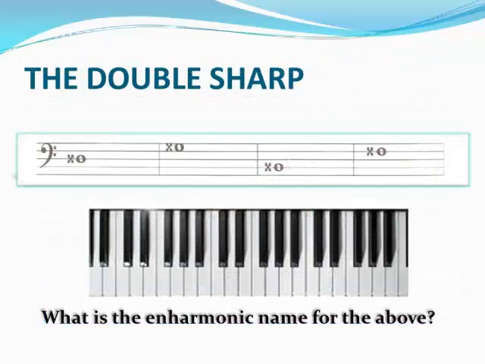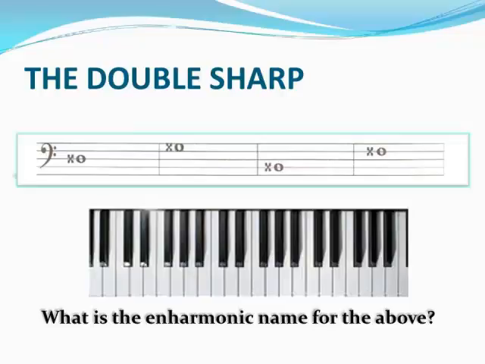Let's see if we can discover what the enharmonic name for these double sharps are. Our first note is D double sharp. The first step would be to find D sharp and then go up one more semitone or half step. Here's D sharp and here's D double sharp. So the enharmonic name for D double sharp is E. Let's go up two semitones from G double sharp. Our first semitone brings us to G sharp, and then the next half step will bring us to A. The enharmonic name for G double sharp is A.